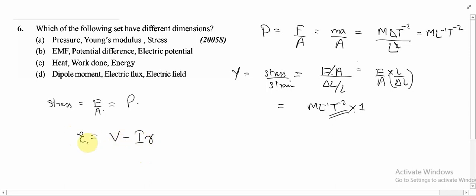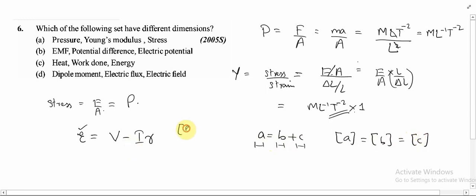Now from this equation we know that EMF, so before that there is a principle called principle of homogeneity of dimensions, which means that if there is a relation like A is equal to B plus C, all the terms in the equation have the same dimension. So dimension of A is equal to the dimension of B is equal to the dimension of C. So in this case the dimension of EMF is same as the dimension of terminal potential difference.